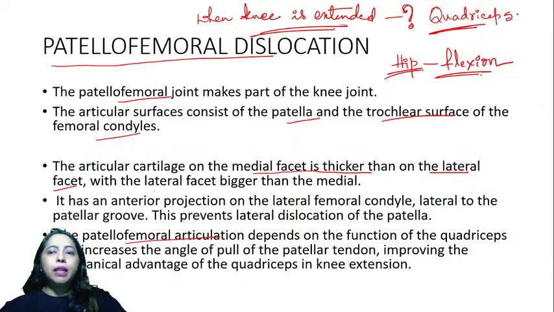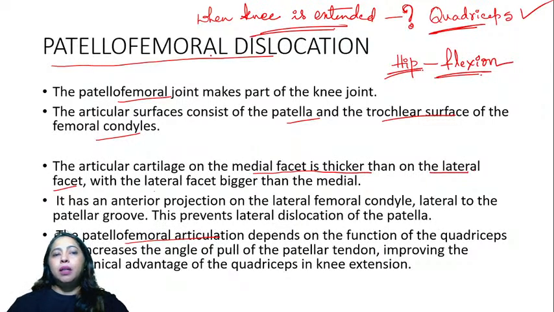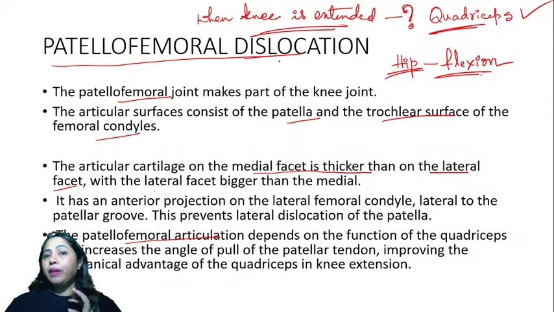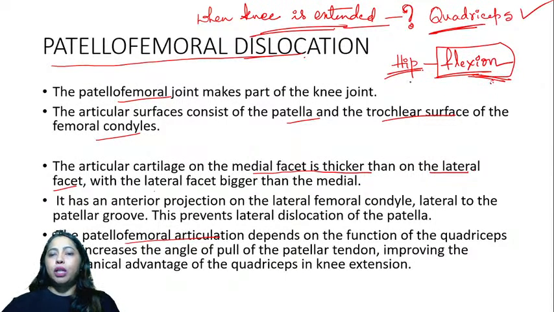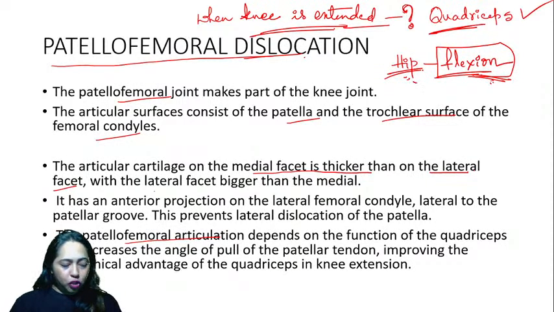So when they are in complete action, that is when there is a chance that the patella can get dislocated. Especially not when it is resting, but when it is in action, the patella can get dislocated. And whenever there is a knee extension, the opposite thing is happening at the hip, that is flexion. If the same muscles are working, then it would be doing flexion at the hip joint. So you must remember this.